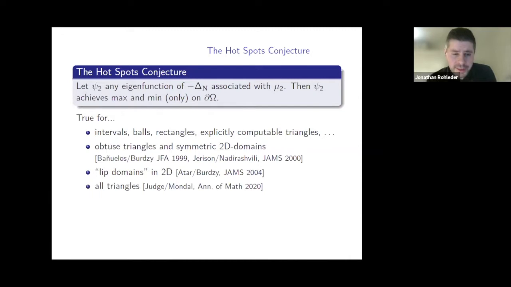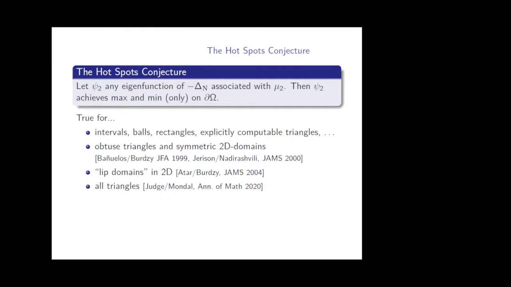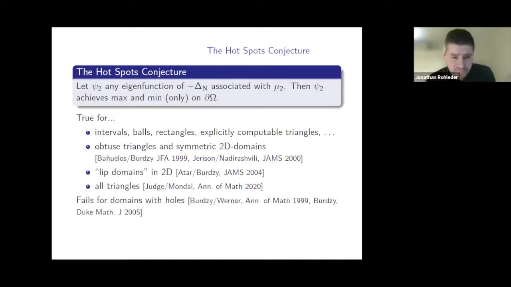One of the most recent breakthroughs on the conjecture is actually the proof for all triangles, which somehow sounds like something that should not be too difficult, as triangles are kind of explicit domains, but of course one cannot compute things explicitly, and it is actually quite hard work what they did. So Judge and Mundell managed to do that. There are a few more results that I cannot cover here, but these are maybe some of the most striking results.